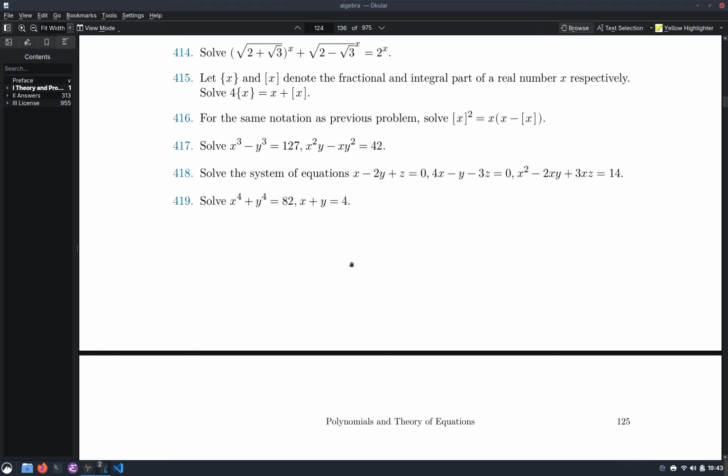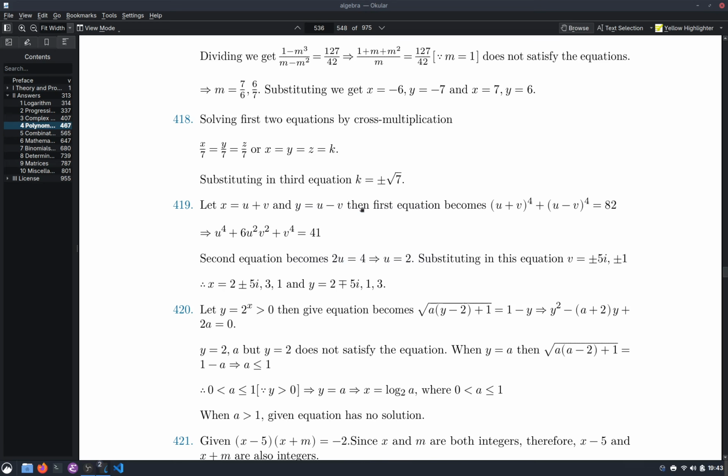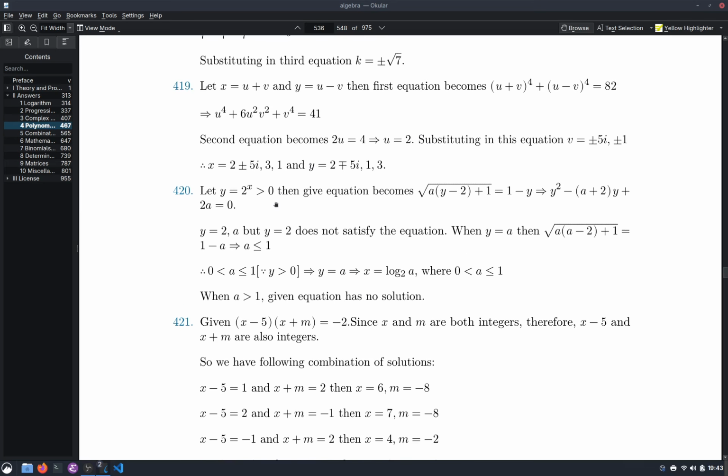So now we come to the last question. Question number 420. It says that solve square root of 8 into 2 to the power x minus 2 plus 1 is equal to 1 minus 2 to the power x, where x is in the set of real numbers. So we let here in this case y is equal to 2 to the power x, which is greater than 0. Our equation becomes square root of 8 into y minus 2 plus 1 is equal to 1 minus y.